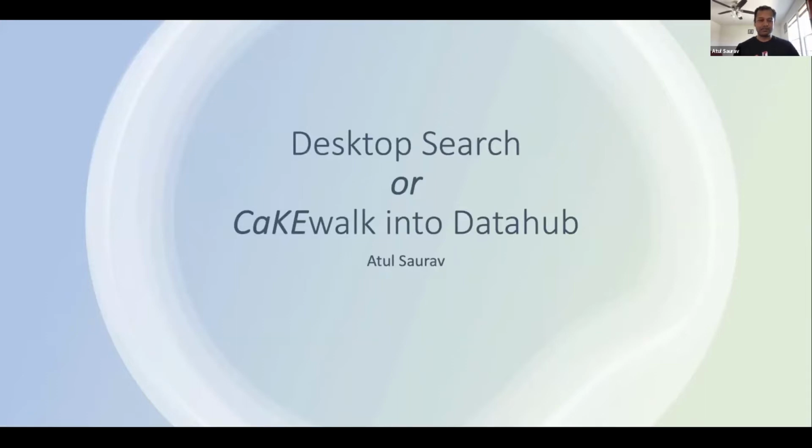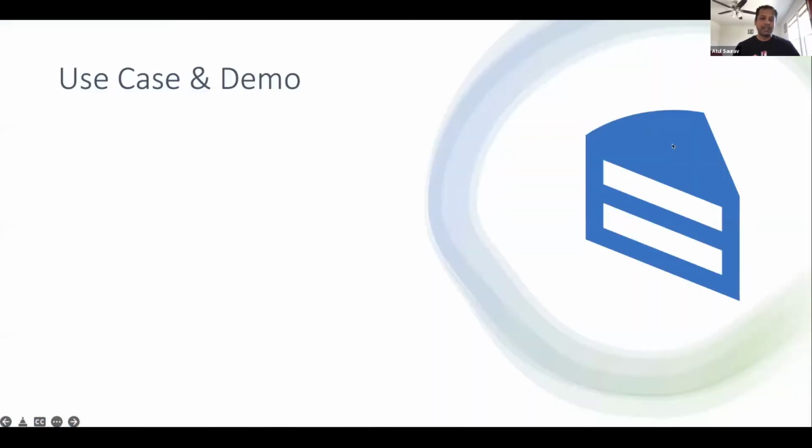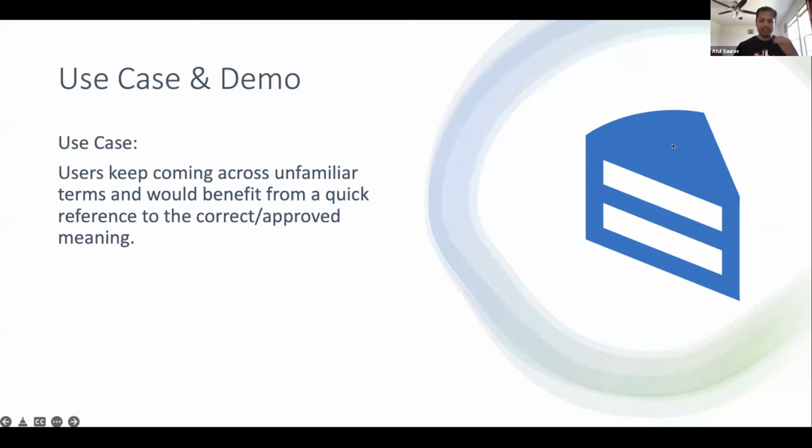I like to call this desktop search tool CaKEwalking, or CaKEwalk into DataHub, and you'll quickly see why. The use case for this tool is that oftentimes people chat in the online world or come across documentation and there are unfamiliar terms, and it's like, what does this thing mean? I ask my colleague, hey, what does this thing mean? And they may have some definition of it, but is that the approved and official definition, or is it something heard from someone? Being on the data governance team, this was a prime challenge for us.